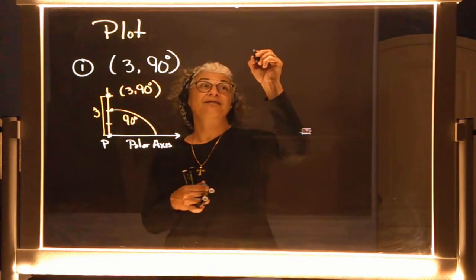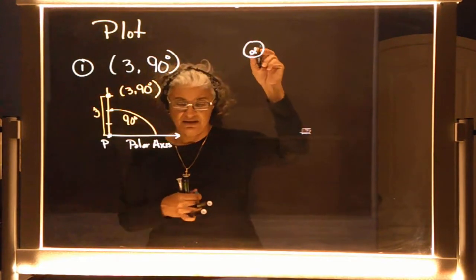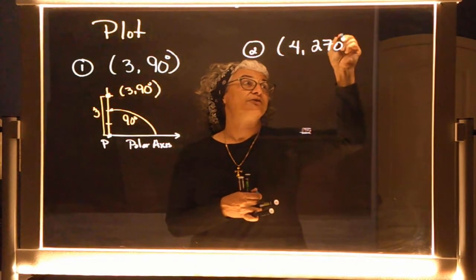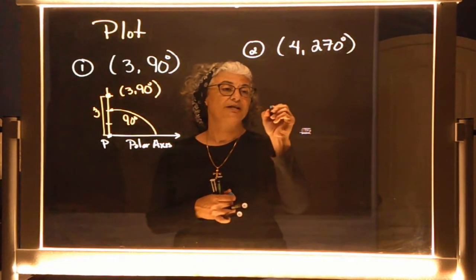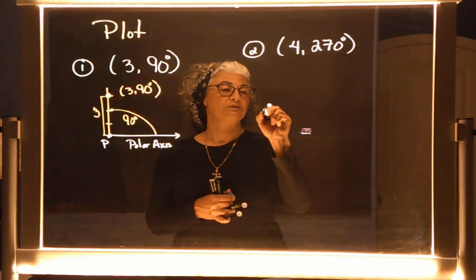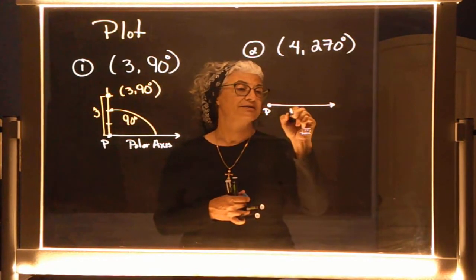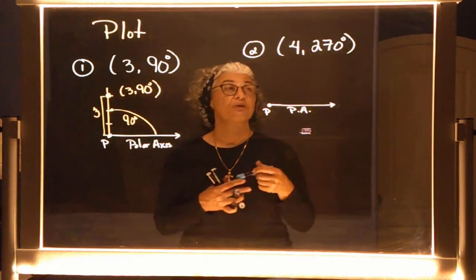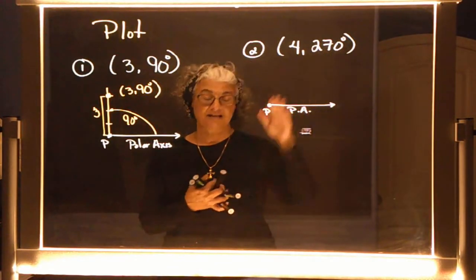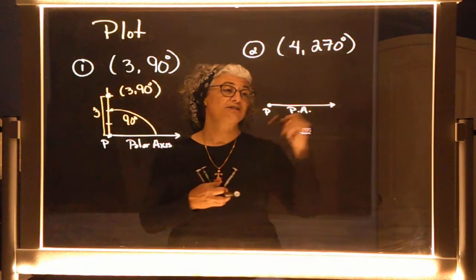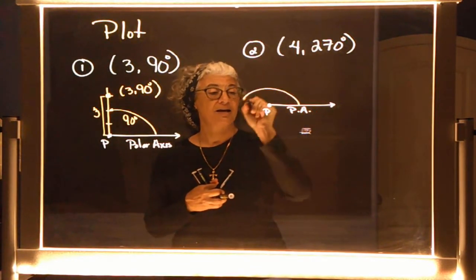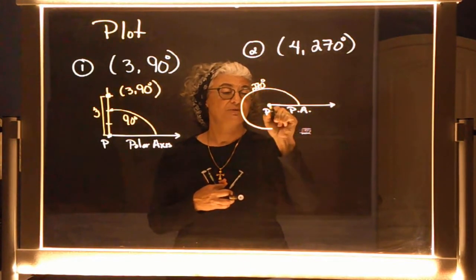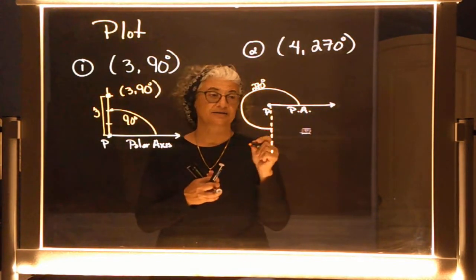Let's look at 4, 270 degrees. Okay, so same thing. I need the pole. I need the polar axis, and if you allow me to label it PA for polar axis, okay? First thing I look at is the angle. So we're going 270 degrees. So from the polar axis, I'm going around 270 degrees, which means, right, this is where we're at.